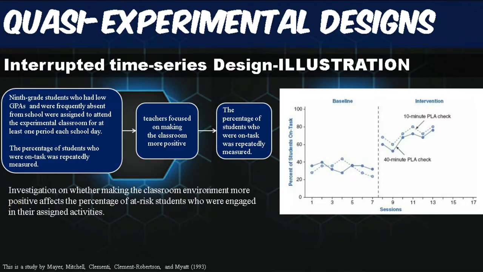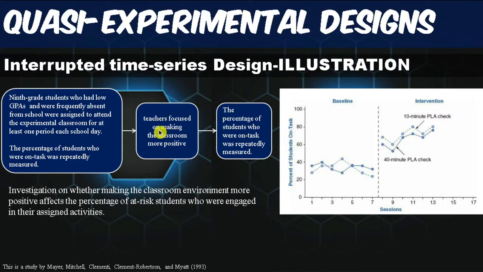Let me read the example. Let me illustrate the example. What we have here are 9th grade students who had low general point averages and were frequently absent from school. They were assigned to attend an experimental classroom for at least 1 period each school day. The percentage of students, so what are we measuring here? It's the percentage of students who were on task, or students who were doing what they were told to do. What is the treatment? The teachers will make the environment more positive.